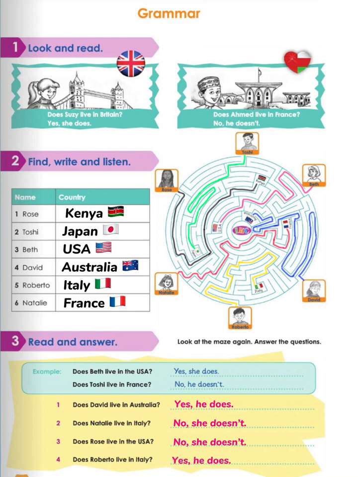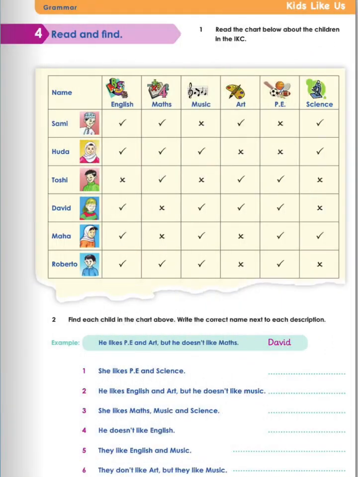Yes, he does. Moving on to read and find, read the chart below about the children in the IKC. You remember what the IKC means? Yes, International Kids Club. So you have a list of children here and a list of subjects. We have Sami, Huda, Toshi, David, Maha, and Roberto. And we have subjects English, math, music, art, PE, which is physical education, and science.